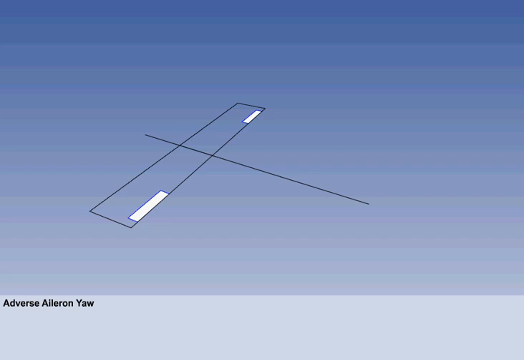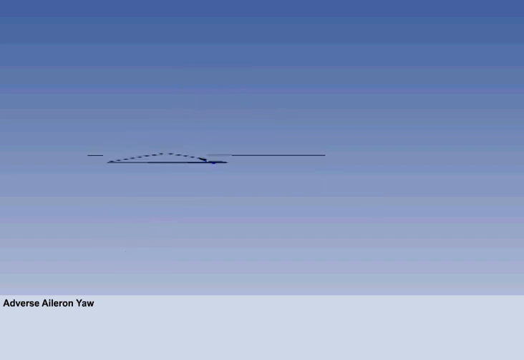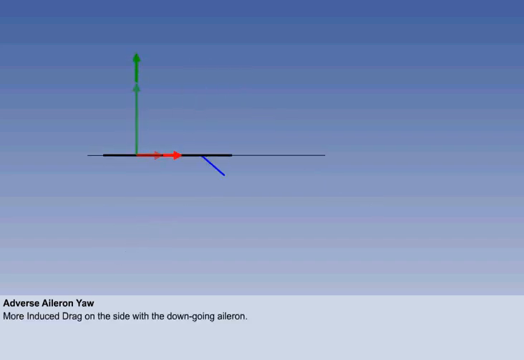The second byproduct of rolling the aircraft about the longitudinal axis is adverse aileron yaw. The objective when rolling the aeroplane is usually to turn to a different heading, as previously described and here animated. If both ailerons move through the same angle from neutral, the downgoing aileron will generate more drag than the upgoing aileron.